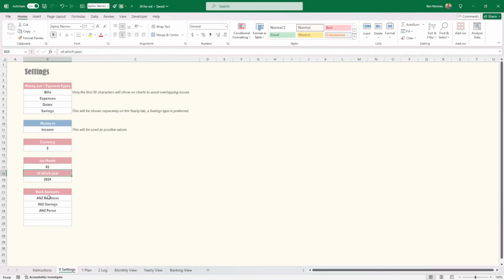And then you can list your bank accounts. I think you need to have at least one by default. Just if you want to log it as well, you can just put default bank or anything along those lines. So this way Excel will leave you alone. It won't give you any big warnings. So this is for the introduction. This is for the settings.